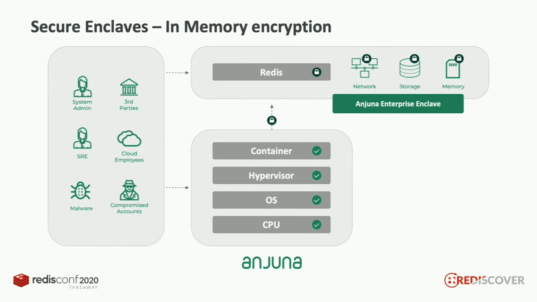Anjuna provides what they would describe as an enterprise enclave. This is all based on the fundamental work that Intel, AMD, and ARM have been doing to introduce new instructions and new capabilities in their chipset to allow essentially a process space to be secure to a single process. Up at the top we see Redis. An enclave is created around it, so its network, storage, and memory are essentially private to that process. What that means is that from the outside of that enclave, everything looks encrypted, but to the inside of the enclave, that process sees that data in plain text as it would normally.